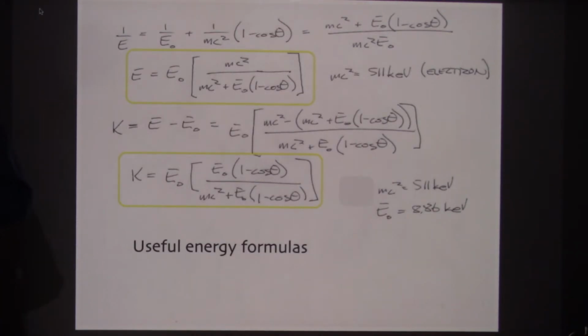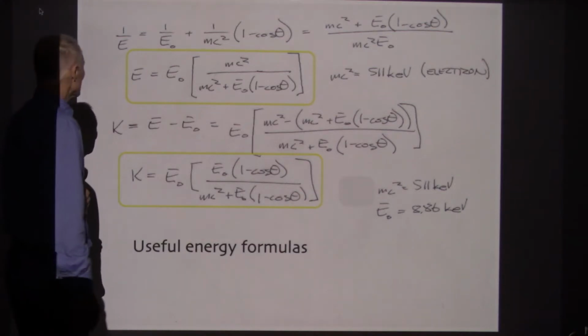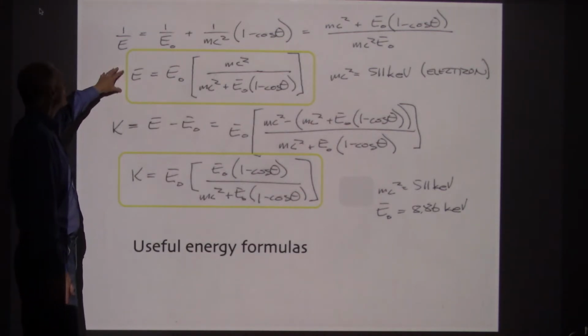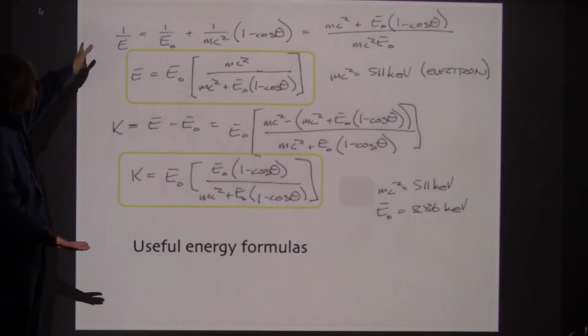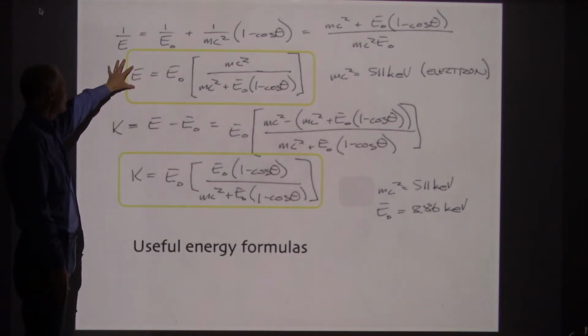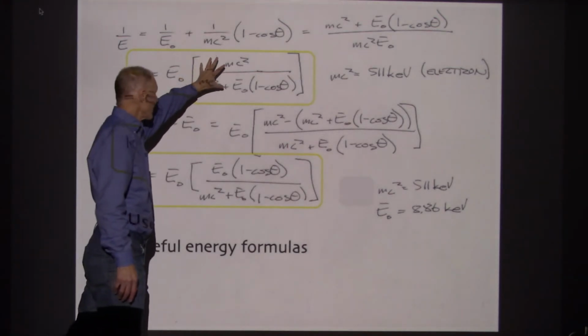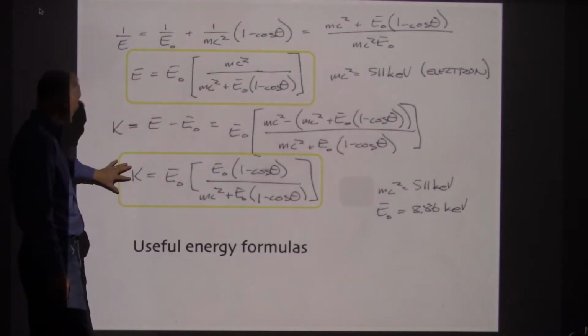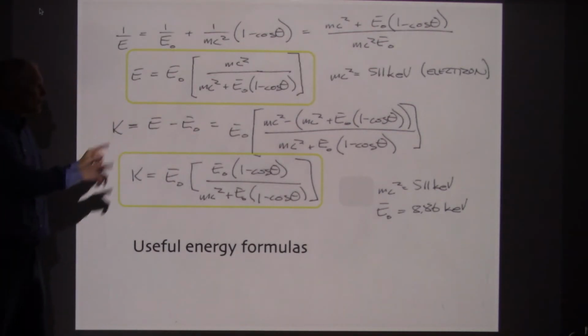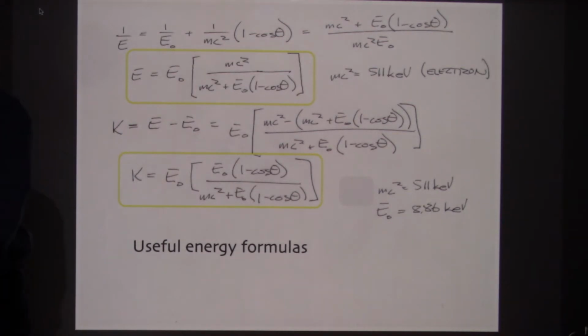Here are some more useful formulas that you can write down. These are formulas directly in terms of energy. If I take the formulas that we've already derived and switch them around, I can show the energy of the photon coming out depends on this, and the kinetic energy of the electron depends on this. You can try these out if you want.